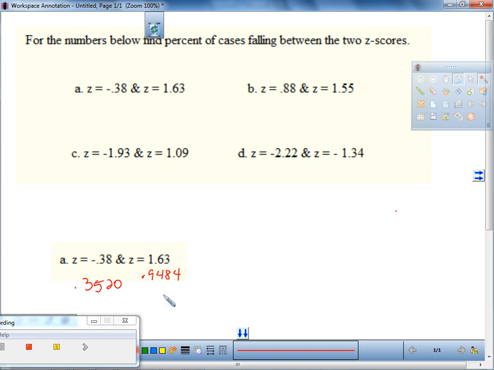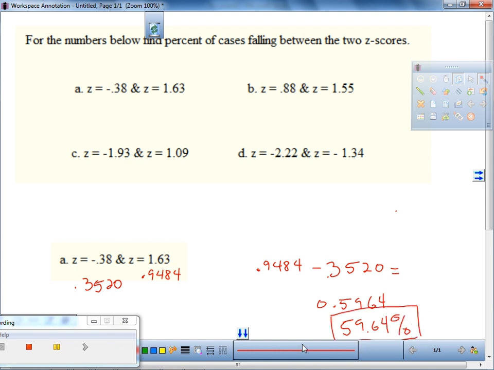Now, what we do is we always subtract the smaller number from the bigger number. So what we'll do here is take the 0.9484 and subtract 0.3520 from it. Okay, and so we end up with 0.5964. Okay, and if we wanted that as a percentage, it'd be 59.64%.